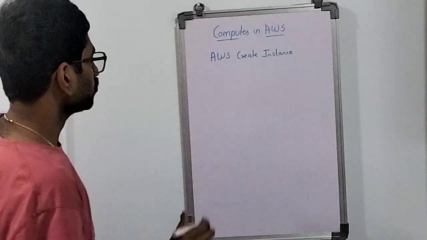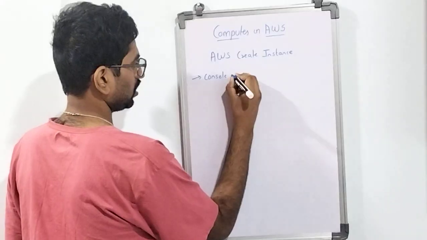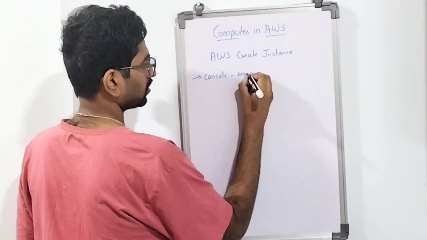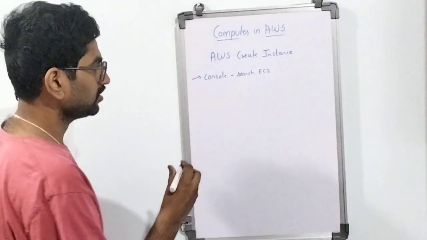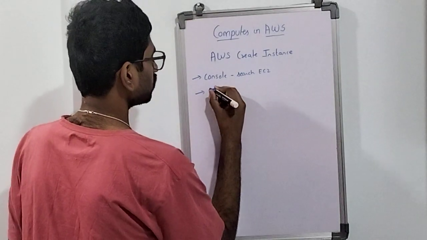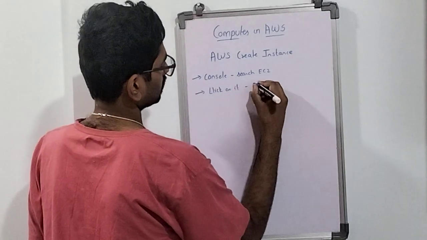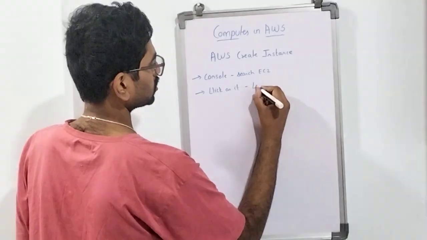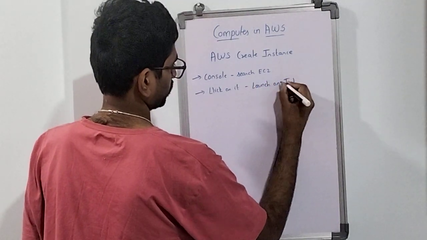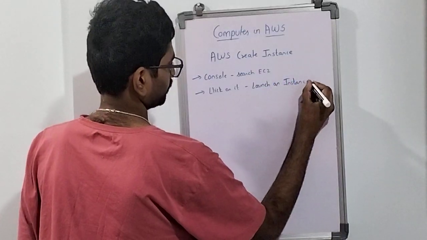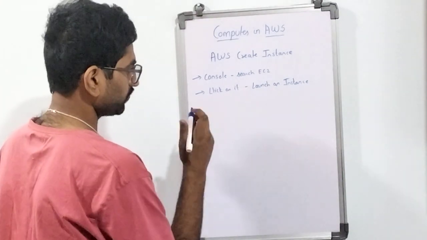So first you have to go to your AWS console and search EC2. Once you search EC2, then you have to click on it and click on launch instance. When you click on this, you will encounter some of the terms.